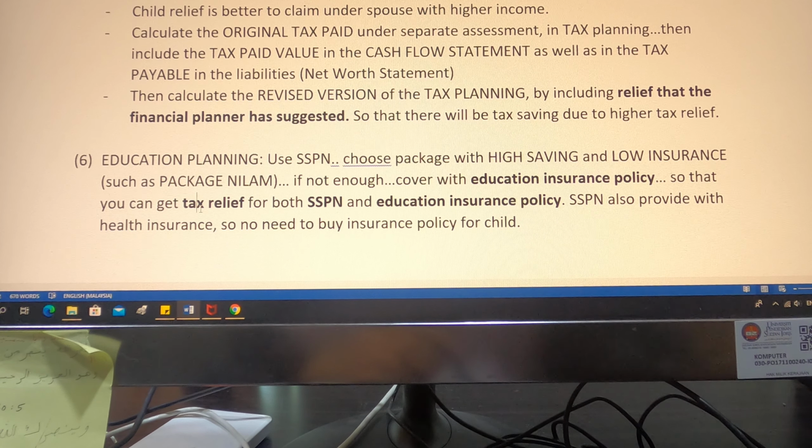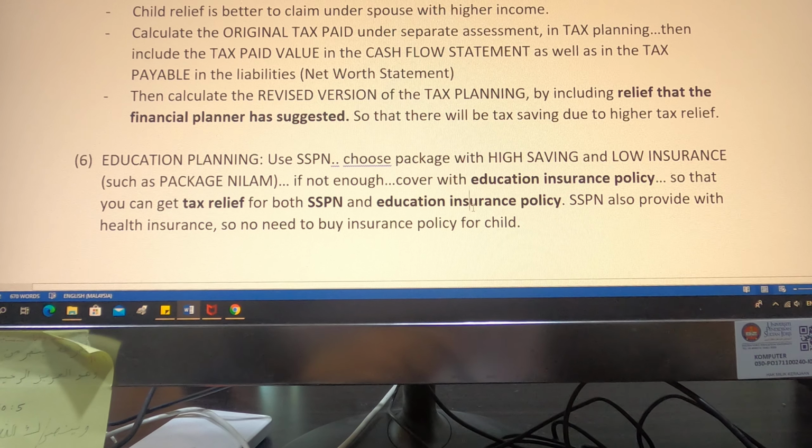Okay, so you calculate using SSPN, you can get tax relief, and if you have an education insurance policy, you can also get a tax relief for the child education insurance policy. This is something you have to double check with your tax lecturer.